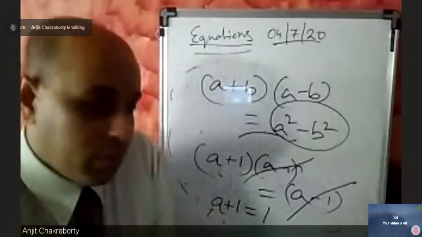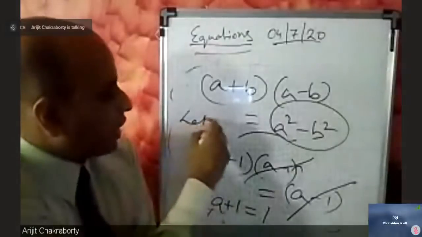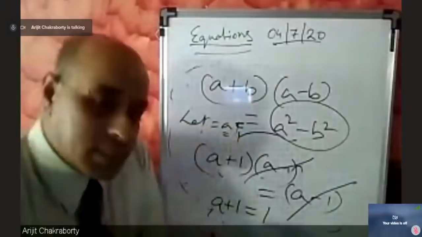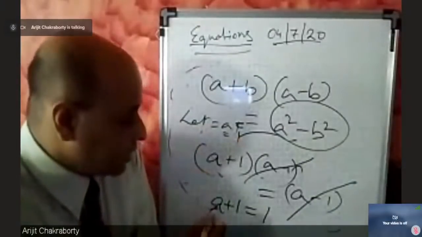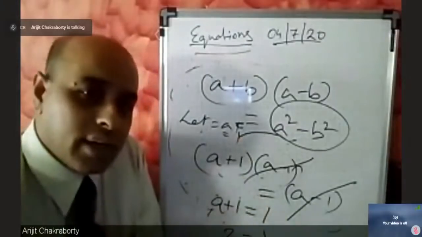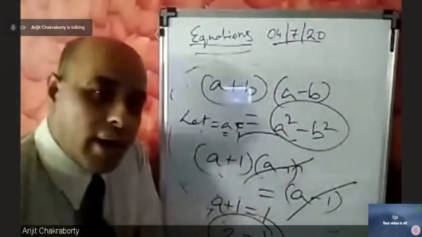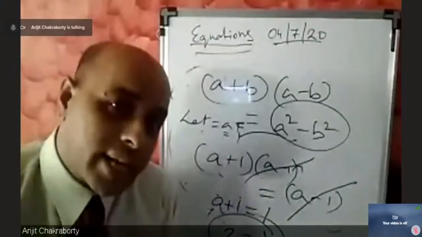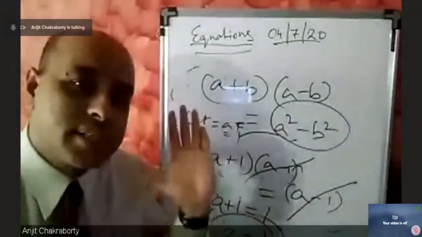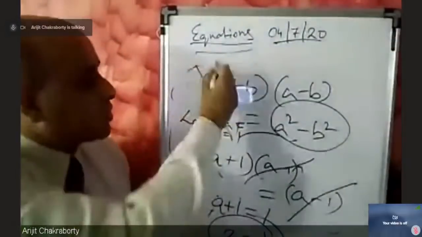But friends, we had assumed that a is 1. Since a is 1, on the left hand side you have 1 + 1, which is 2, and on the right hand side you have 1. Therefore 2 is equal to 1. But is this correct? Even though we are proving it, is this correct? Answer is no, this is not correct.